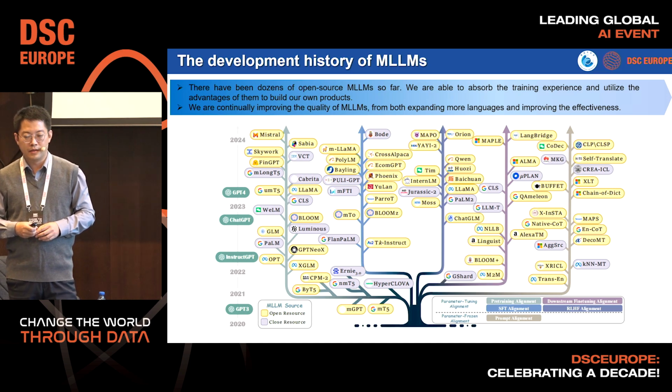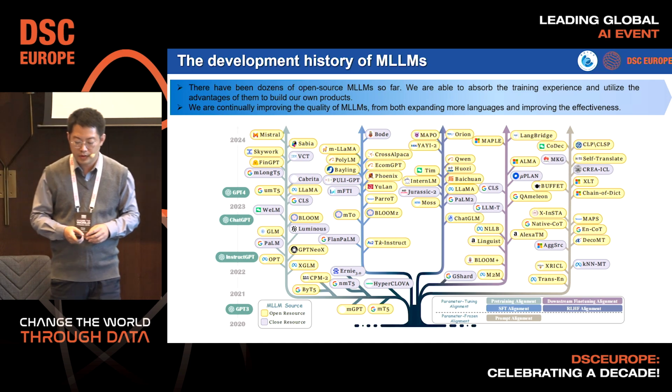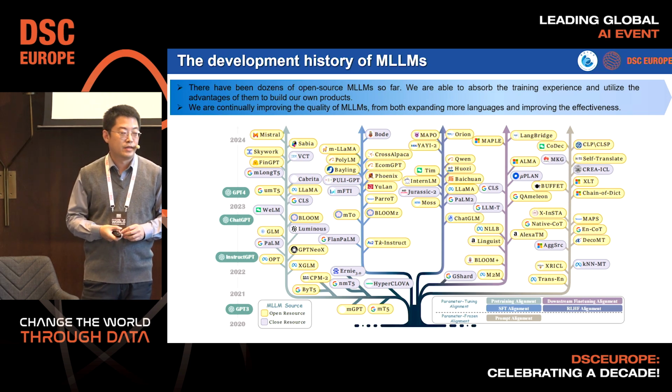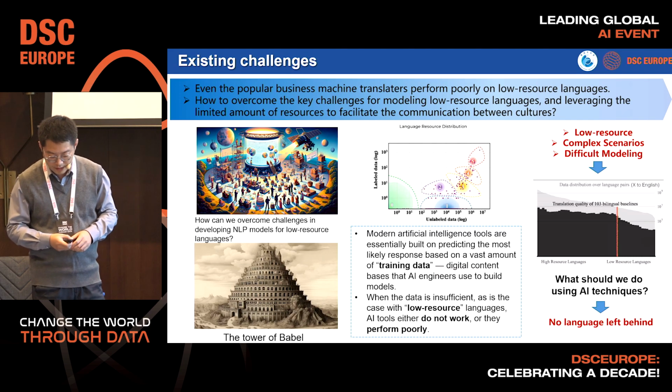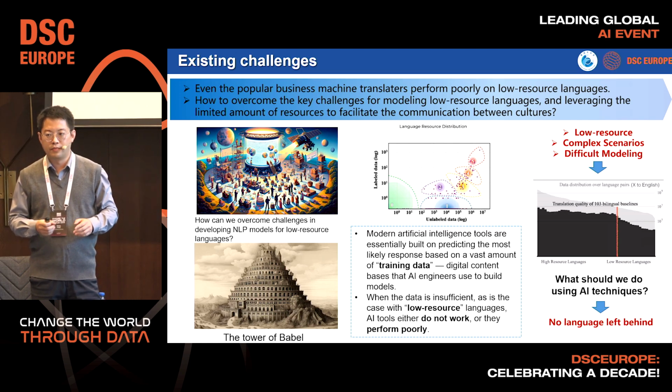There have been many open source large language models, such as Llama and BloomZ, which also provide multilingual support. Based on that developing experience, for example, we have read several papers published by them, we developed our own multilingual language model. However, there are still very critical problems of developing either multilingual language models or machine translators.